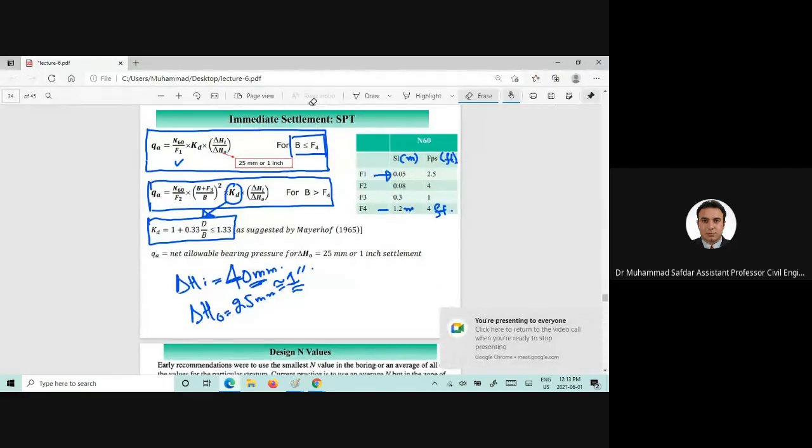Now, if KD value is equal to, for example, 1.5, so what should be the value of KD in the equation? What value we need to use?